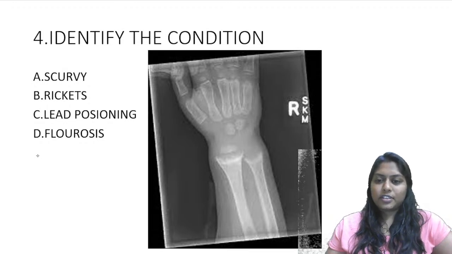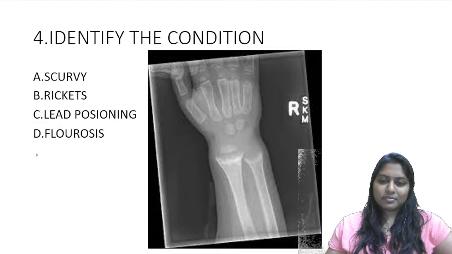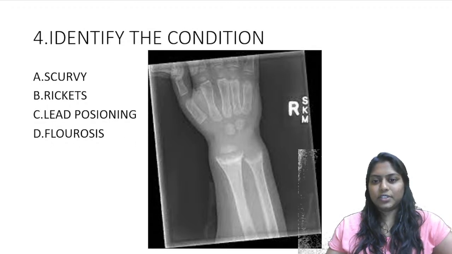But it is also a differential for leukemia as well as mild lead poisoning. Healing rickets, leukemia, all of them look almost the same. Depending on the history, we need to differentiate.